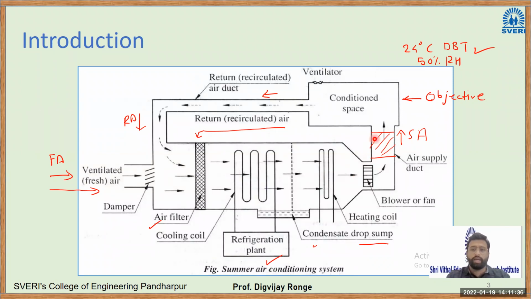Then comes the air distribution system. The air distribution system is the ducts, etc., through which the mixed air, the cooled and dehumidified air, is passed to the conditioned space. There it takes the cooling load, and it maintains the temperature and humidity conditions at the required level. Some part of it again is taken back through the return air duct and mixed with fresh air, and the cycle repeats. Now we are going to study the air distribution system.